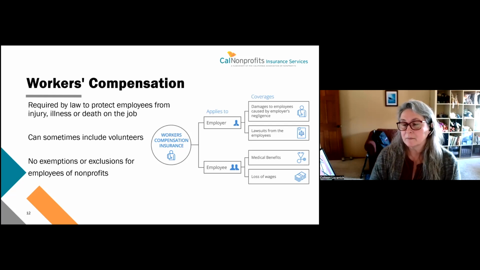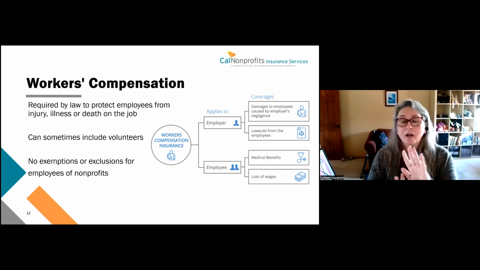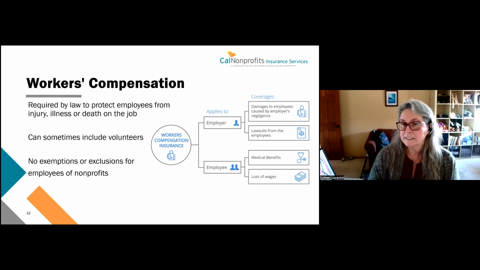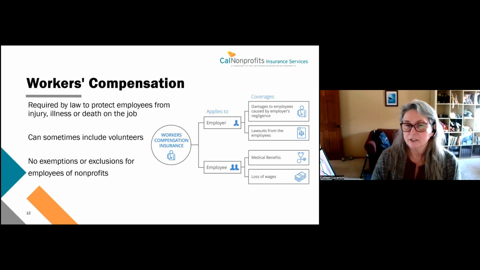What we see most organizations doing, and not every carrier will provide volunteer coverage, is buying a volunteer accident insurance policy to help cover their volunteers if they get injured while doing work on behalf of the organization as a volunteer.